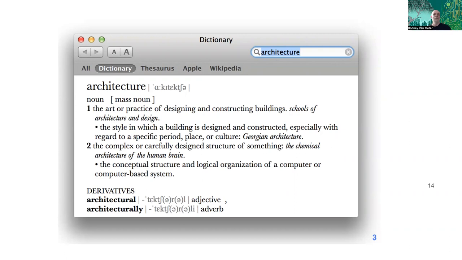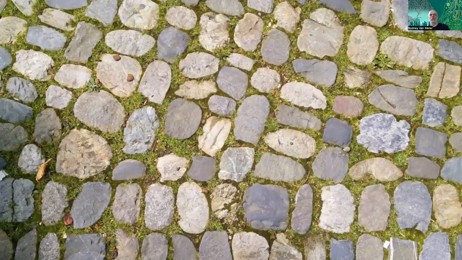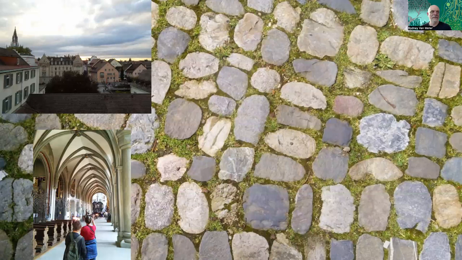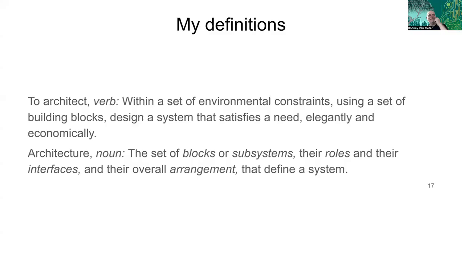Well, you might be thinking in terms of components like these, like staircases and columns and windows, as being subsystems or components of a larger system that leads you ultimately to the development of a cathedral, something like this, right? That's architecture. What we're doing is also architecture. My definition of architecture actually runs something like this. There are two ways to use the word architecture. You can use it as a noun or you can use it as a verb. The noun is the set of blocks or subsystems and their separate roles and interfaces and their overall arrangement that define a system. To architect as a verb means, within a set of environmental constraints, using a set of these building blocks, design a system that satisfies a need, hopefully elegantly and economically.